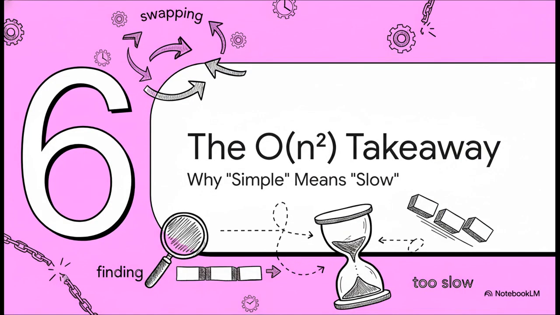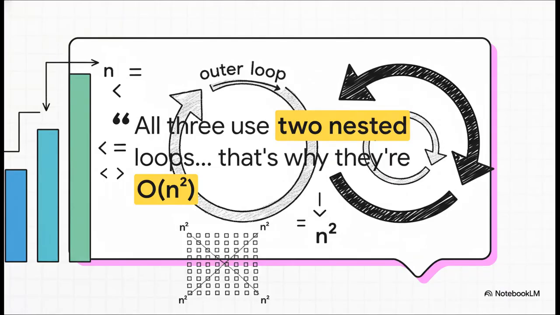So we've looked at three different strategies: swapping, finding, and shifting. But they all share the exact same fatal flaw that just makes them way too slow for the real world. And here it is, the crucial point that ties this all together. At their heart, they all use two nested loops. You have an outer loop making the passes and an inner loop doing all the comparisons. So for a list with n items, you're essentially doing n things inside of another loop that runs n times. That's n times n, which gives us that really inefficient O of n squared performance.